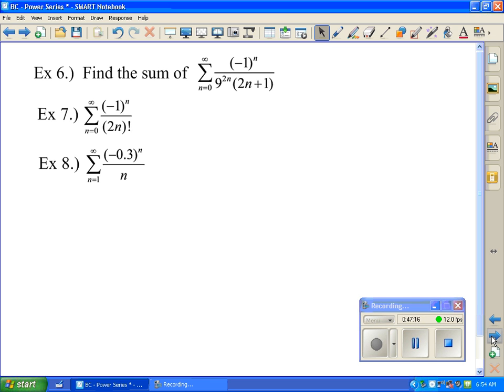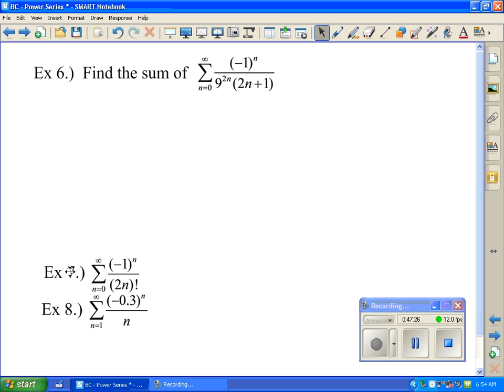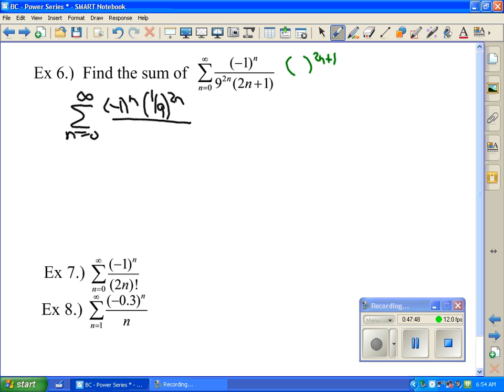And the last slide I'm going to do is to find the sum. So I have three different ones here that I want to walk through. The first one, I'm going to go through that whole integration technique with. So we have a 2n plus 1. Now what that means is ideally I want to create something to the 2n plus 1 on top so I can set up an appropriate integral for this. So I'm going to rewrite this as n equals 0 to infinity, negative 1 to the n, that's fine. The 9 I'm going to move to the top as 1/9 to the 2n, all over 2n plus 1.